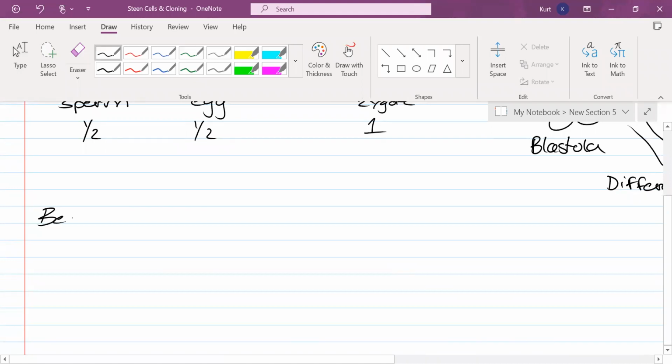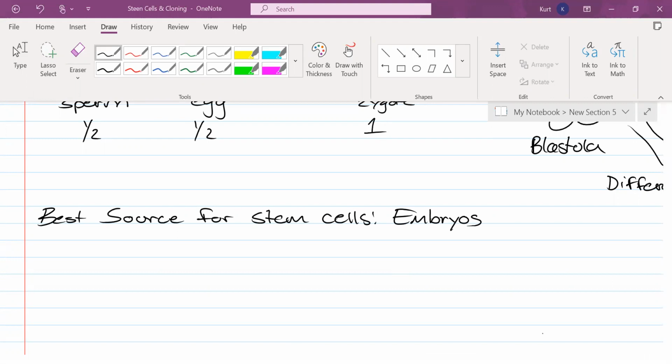The best source for stem cells are embryos. And in this country, abortions are legal. That was what Roe versus Wade was about. I think that was in the 60s or 70s. I'm not an American history teacher.